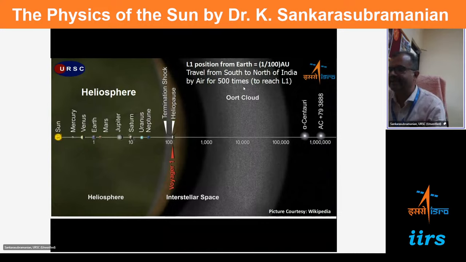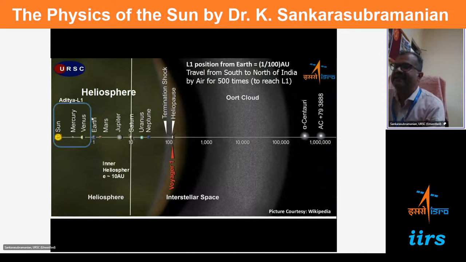Aditya mostly samples the regions in the inner heliosphere, starting from L1 towards the Sun. So this is for your information, to let you know that we don't study all of the heliosphere. Only a portion of the heliosphere is sampled by Aditya.